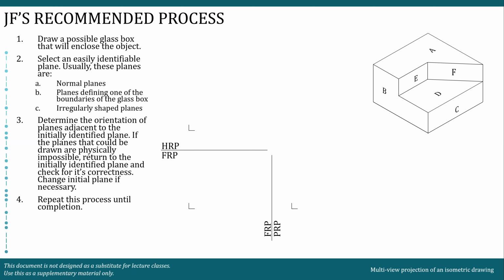Okay. So, simulan natin. First is draw a possible glass box. We know that this is an isometric drawing and the primary axes are oriented such that one is vertical. This is one of the axes. Another one is 30 degrees with respect to horizontal line going to the right, and the other one 30 degrees but going to the left. These are your primary axes. Okay? Hindi sila axes ha. Axes.